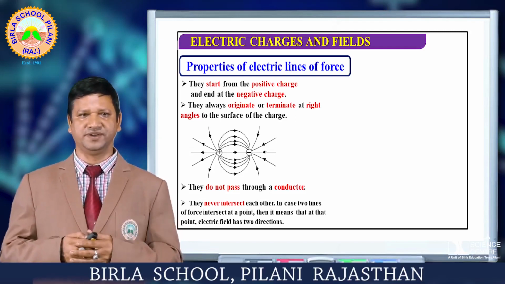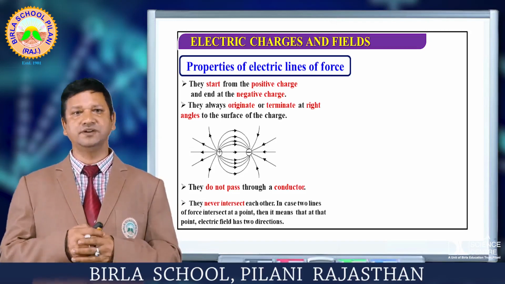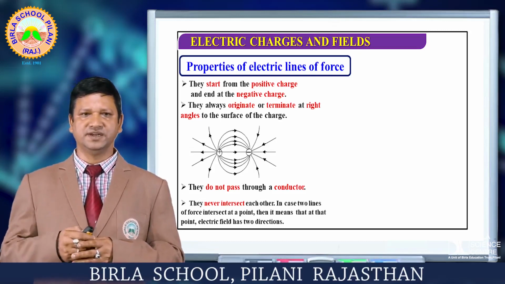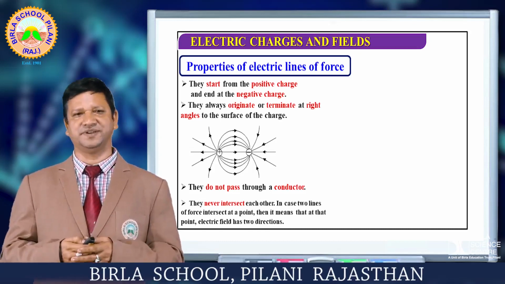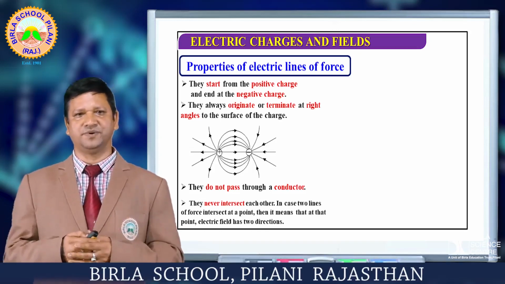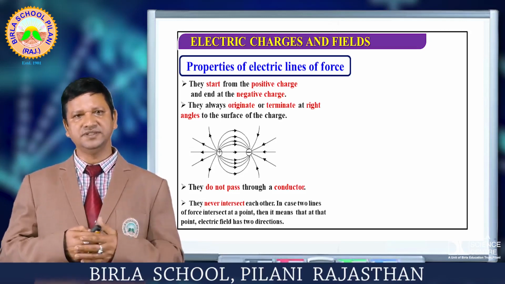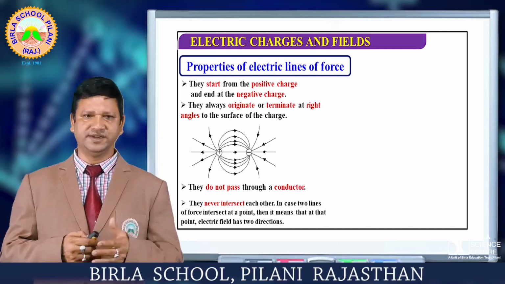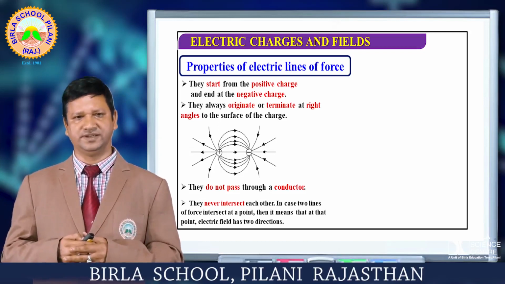Come to the second point, that is, they always originate or terminate at right angle to the surface of the charge. In case of the positive, they start making this particular angle when we do all these experimentally. Come to the next property, they do not pass through a conductor. It means, because we are dealing with electrostatic charges that reside on the surface of the conductor, they do not pass through the conductor.